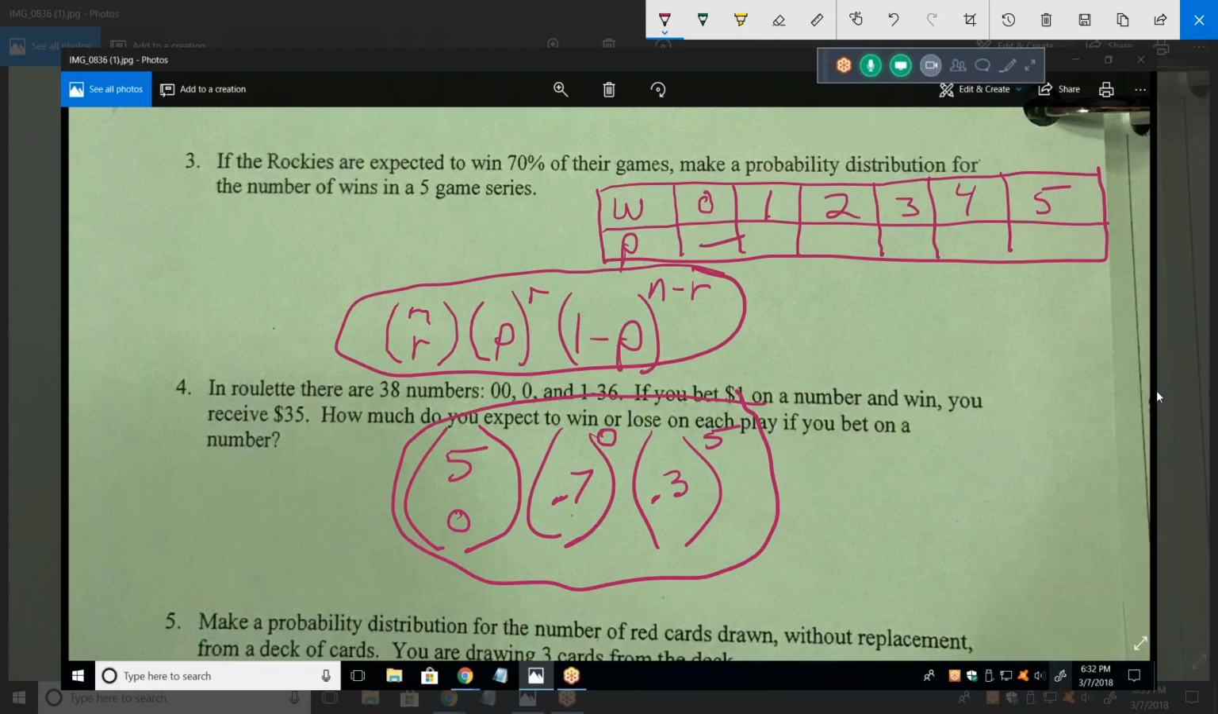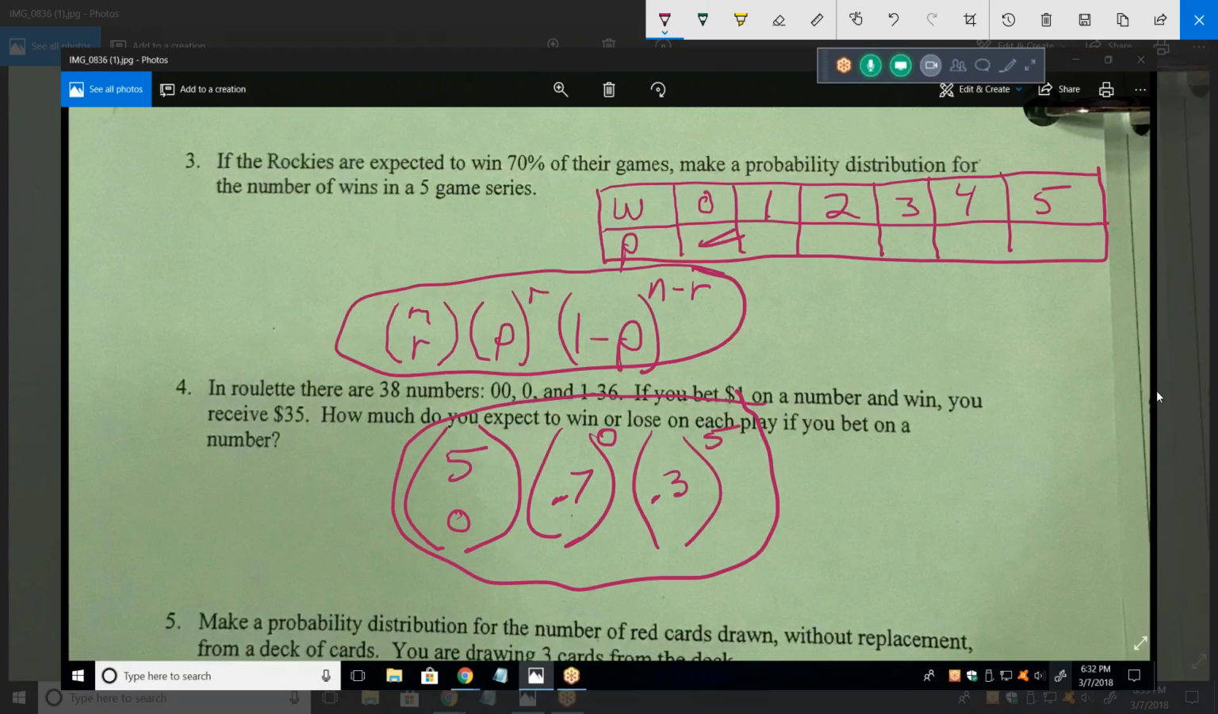And if you think about it, first of all, 5 choose 0 is 1. 0.7 to the 0 is 1. So what this would require is for the Rockies to lose 5 straight games, right? And that would be 0.3 times 0.3 times 0.3 times 0.3 times 0.3. So that's 0.3 to the 5th power, and that is what goes in that slot right there.